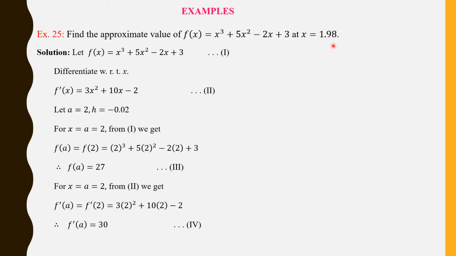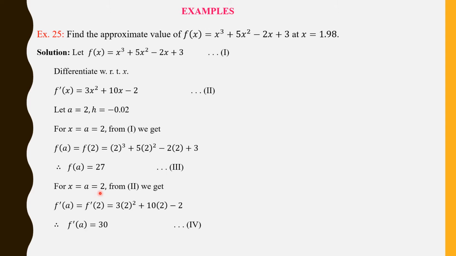The number 1.98 is written as 2 - 0.02. Therefore, let a = 2 and h = -0.02. For x = a = 2, from equation 1 we get f(a) = f(2). Put x = 2, then we get 2³ + 5 into 2² - 2 into 2 + 3. Simplifying, we get 27, denoted by equation 3.